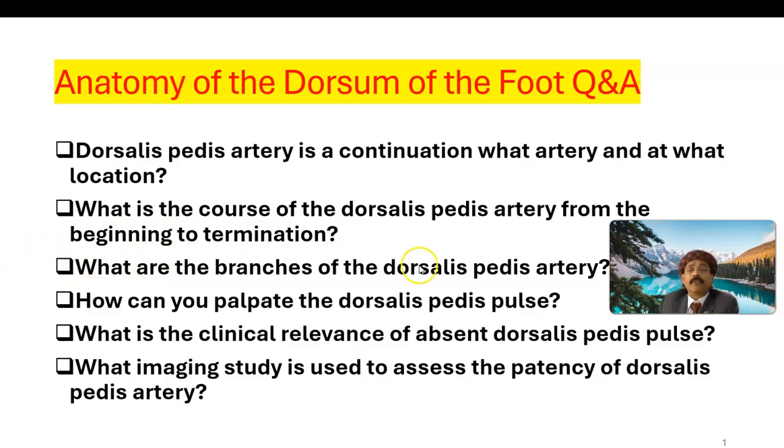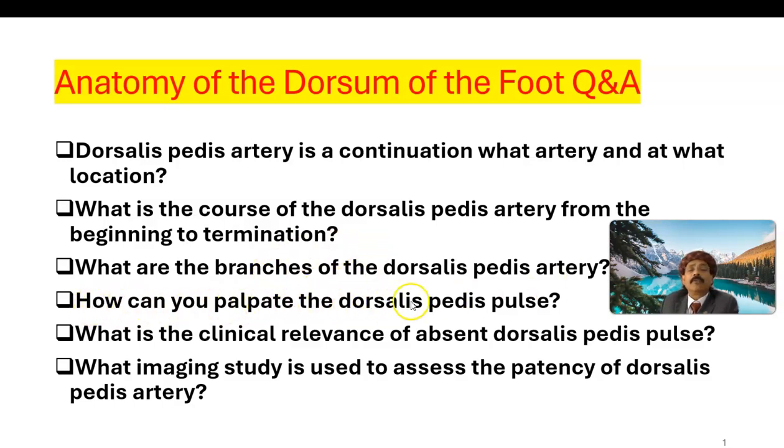What are the branches of dorsalis pedis artery? We just discussed the arcuate artery. The first digital branch to the great toe. Also, it gives branches like the medial tarsal artery and lateral tarsal artery.